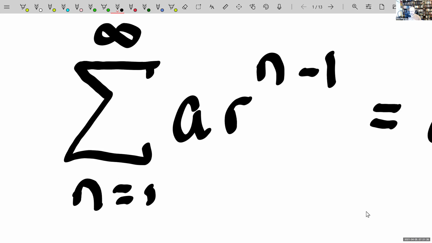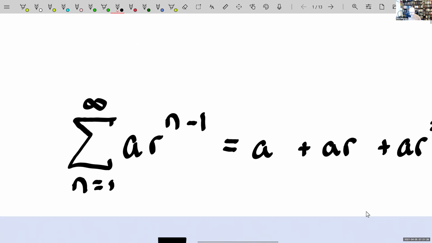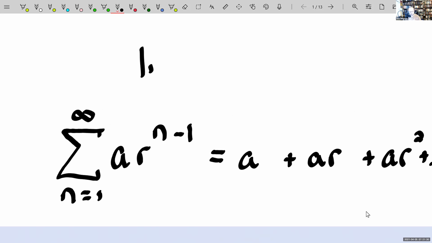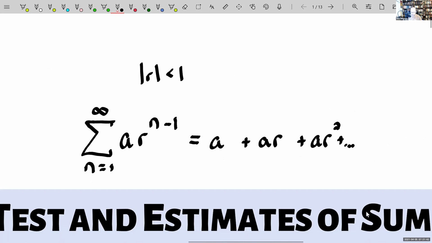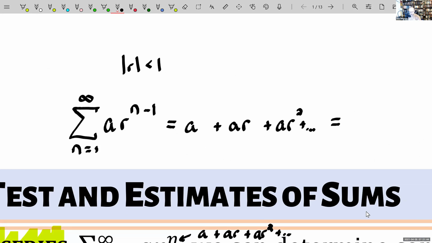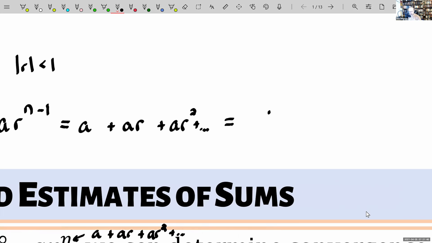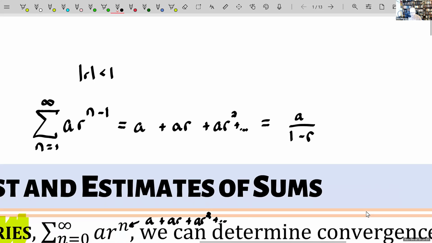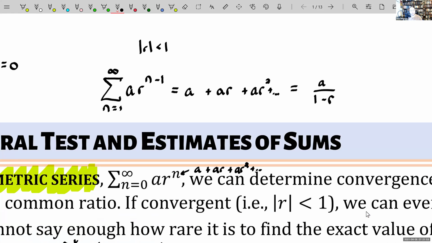And we learned in that section that this will converge if the common ratio is less than 1 in magnitude, in other words, the absolute value of the common ratio is less than 1. And what it converges to is a over 1 minus r. Just to remind you of something you may or may not recall.